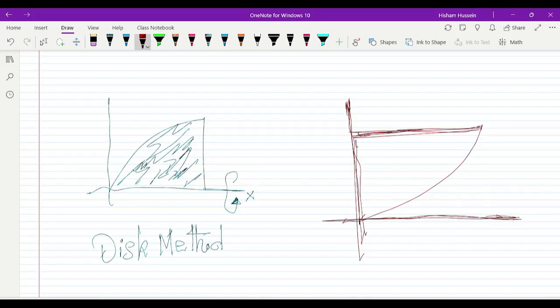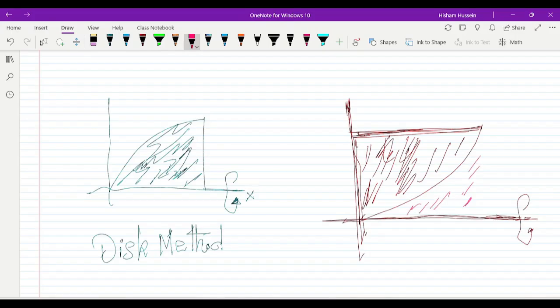But what if we have an area like this one, and there is a space between the rotating area and the axis of rotation? Here we have space like this. So in this case, we use the washer method.